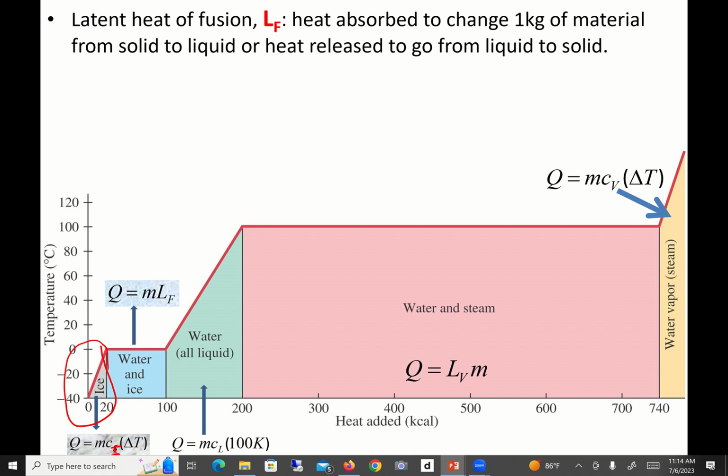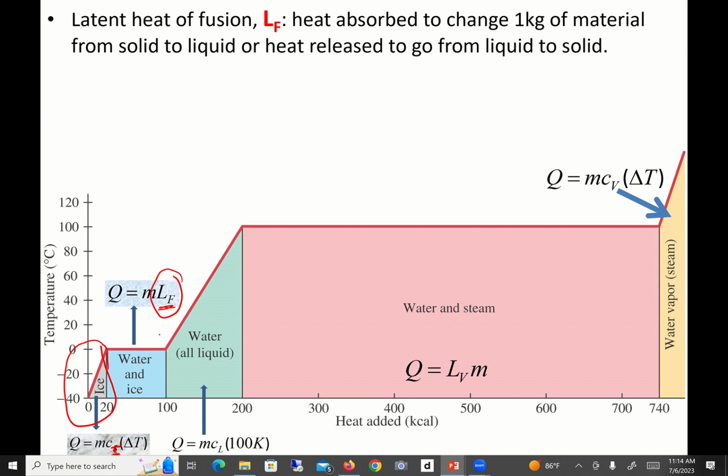Then once the ice gets to 0 degrees C, it's going to start melting. And while it's melting, it's going to stay at 0 degrees C, but heat is going to be absorbed into the material, and the amount of heat that it's going to absorb is going to be the mass of the material times the latent heat of fusion. So if it goes from solid to liquid or liquid to solid, it's called the latent heat of fusion, LF. That's absorbed to change 1 kilogram of material from a solid to a liquid, or the heat released to go from liquid to solid.